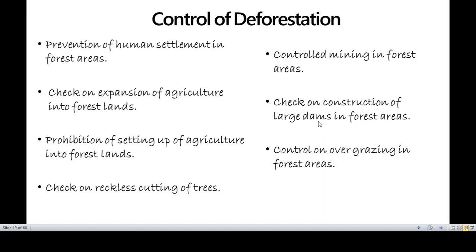For example, as I said in the first lecture, humans are cultivating agricultural land area in the forest land area. Why do you have to convert this forest area into an agricultural area? There is no such need. Rather, you should keep the forest land area as it is, and the agricultural land area as it is. Why do you want to convert one area into another area? So humans should settle down in a particular area itself rather than settling down in the forest area.